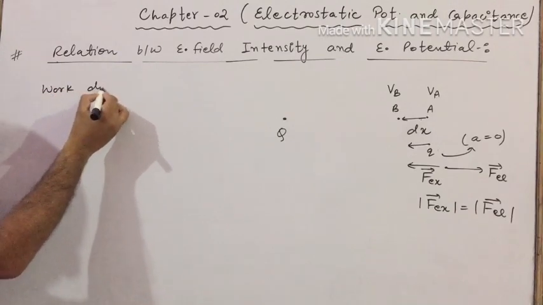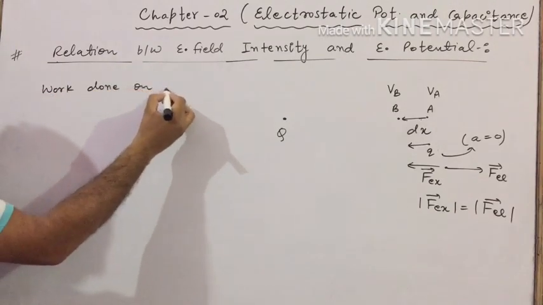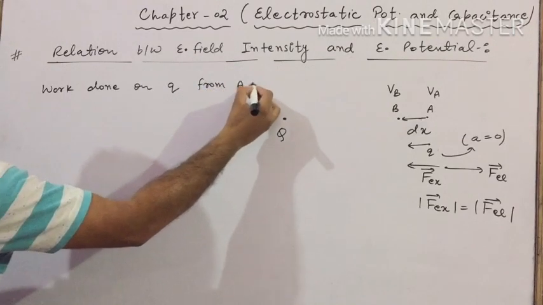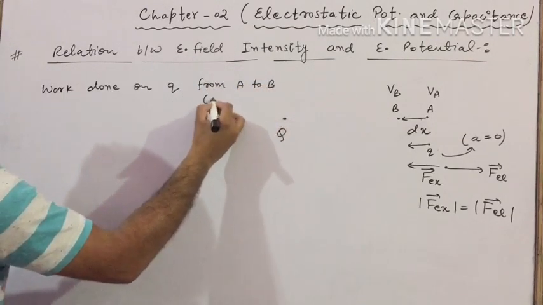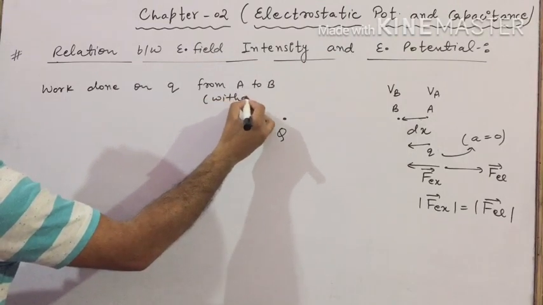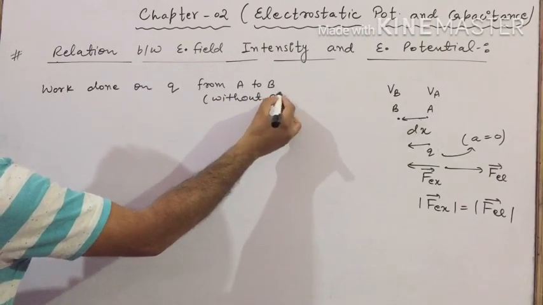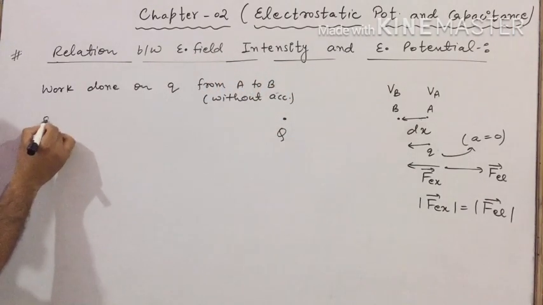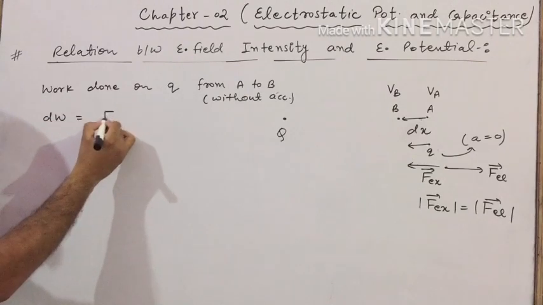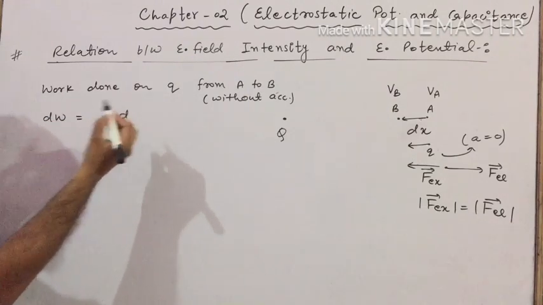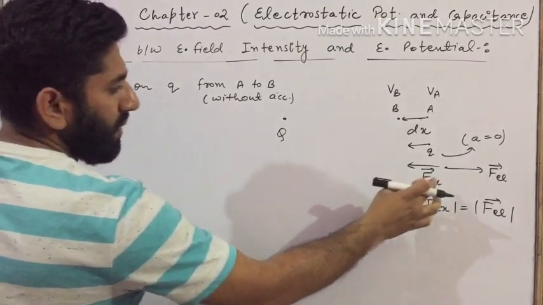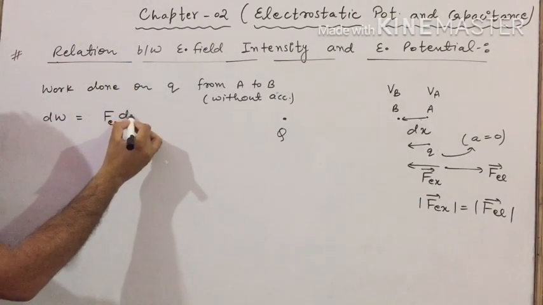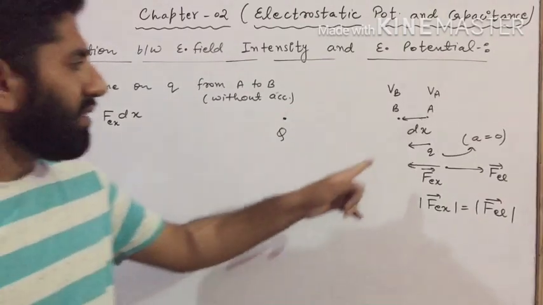Work done on q in moving it from A to B, and this is done without acceleration. So this work done can be calculated as we know, work done is what? Force into displacement. So which force I have to apply? That is the external force, and displacement is how much? That is dx only.